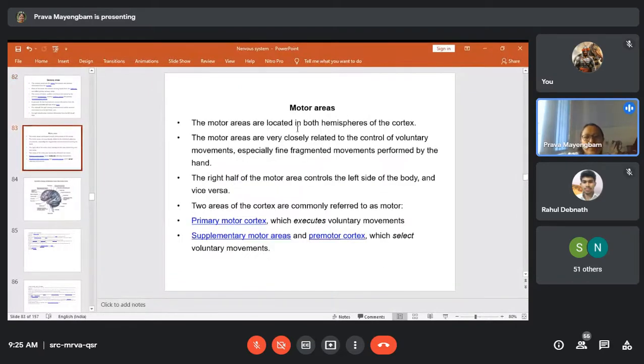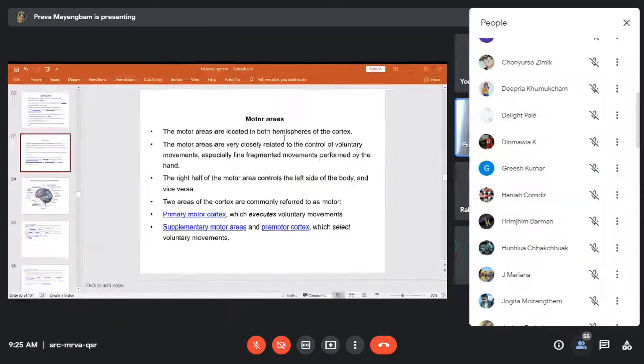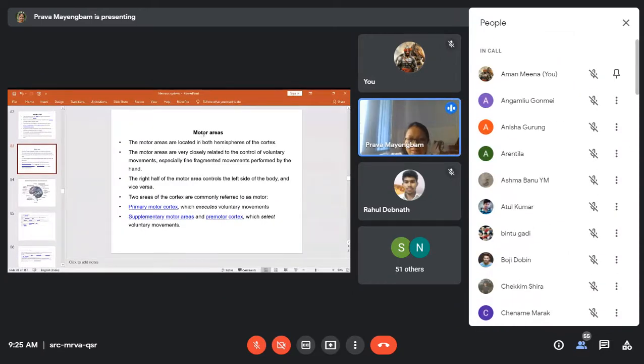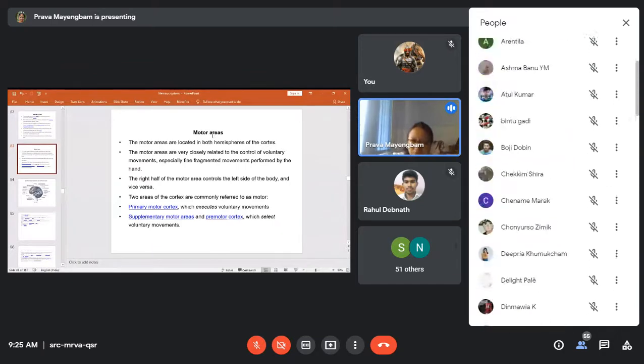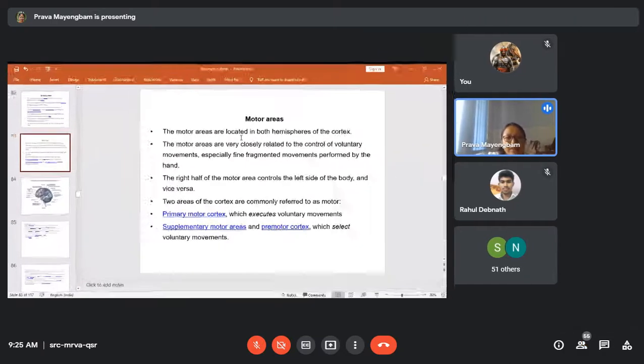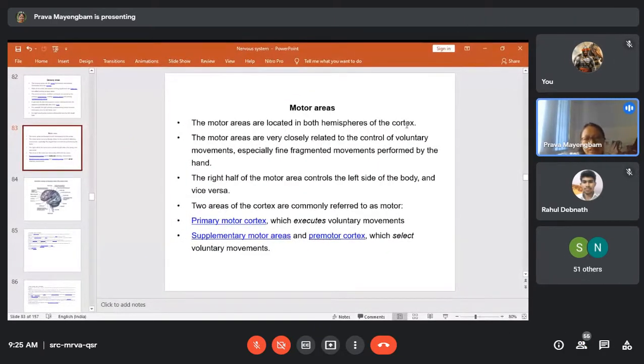Then some other areas of the cortex are associated with the motor activities, that is the motor area. The motor areas are located in both the hemispheres of the cortex. The motor areas are very closely related to control of voluntary movements, especially fine fragmented movements performed by the hand.